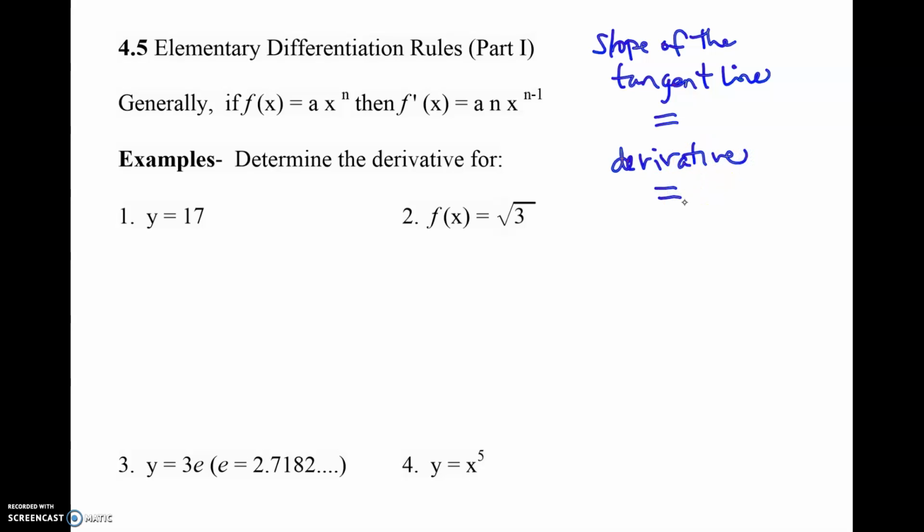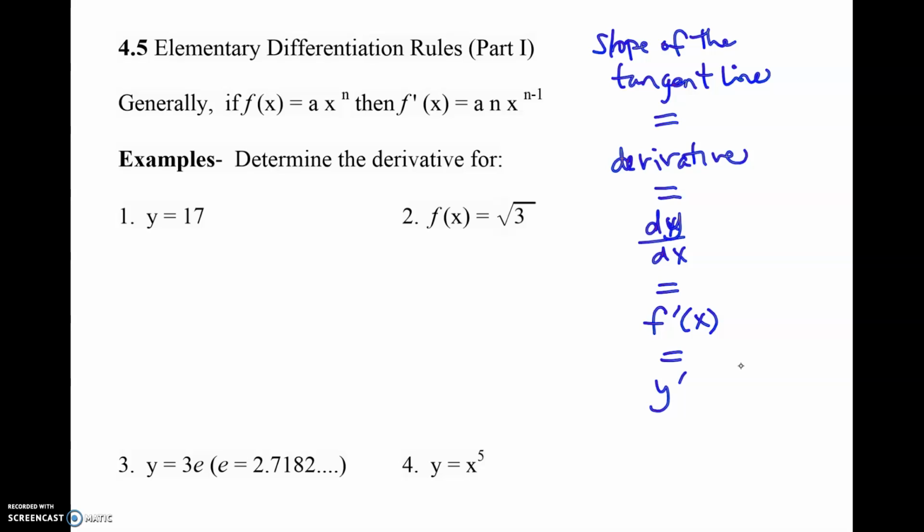which we know we can write as dy with respect to dx. We can also write that as f prime of x, or we can write that as y prime. All these things mean the same. And so far, in order to find the derivative, we've used the limit as h approaches 0 of f of x plus h, subtract f of x, all divided by h, a long process.